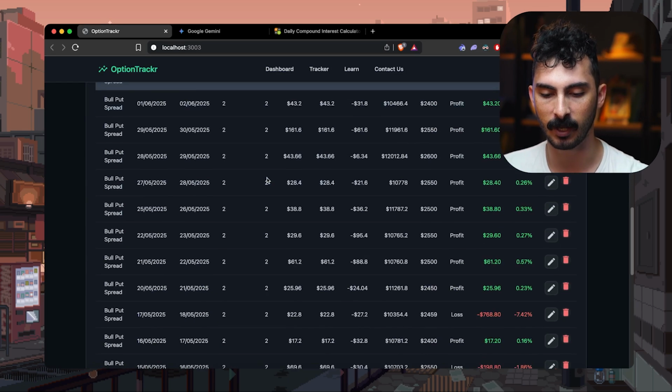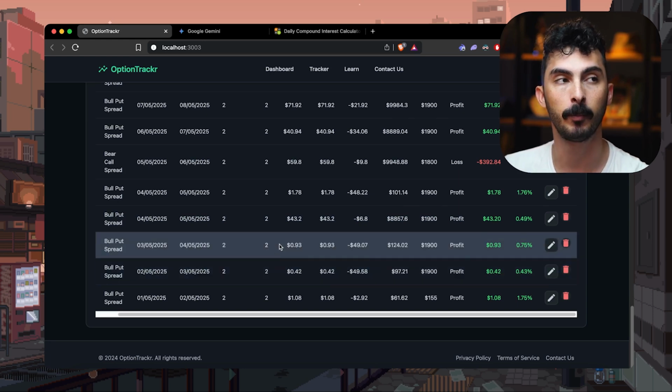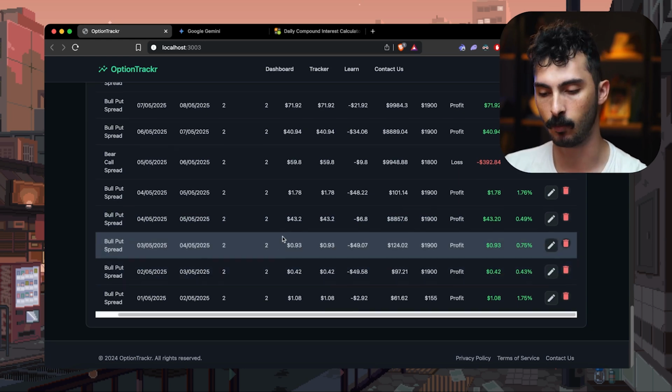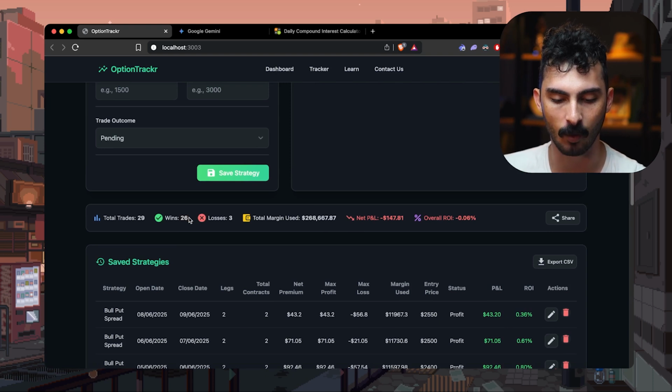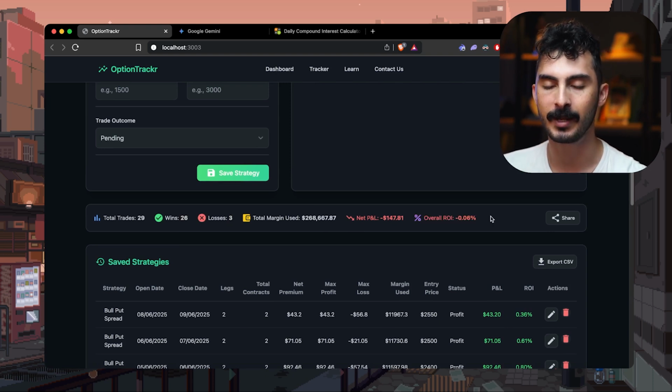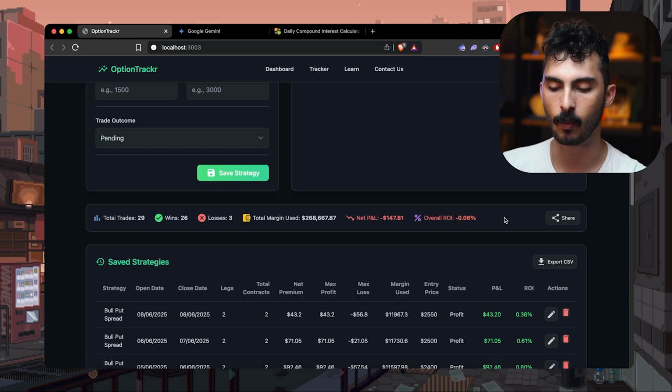And here I posted and I listed every option that I sold on the public account, not on my personal one. And you can see we have green all over the place. We have 26 wins and 3 losses. Of course, this overall ROI needs change. These formulas need to be updated, especially the overall ROI one, because it is calculating on the volume, the total margin used, and this is not the capital that I have. So I need to fix that.